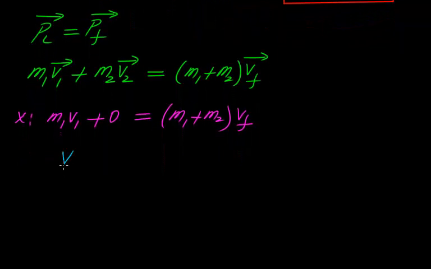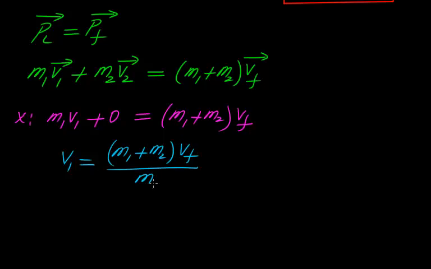Isolating v1, which is the velocity of the bullet, you obtain m1 plus m2 times the final velocity divided by the mass of the bullet. Notice one more time that this final velocity here is the same as the one that I solved for before, which is 1.53 meters per second. Solving for the velocity of the bullet, we obtain 6.63 meters per second.